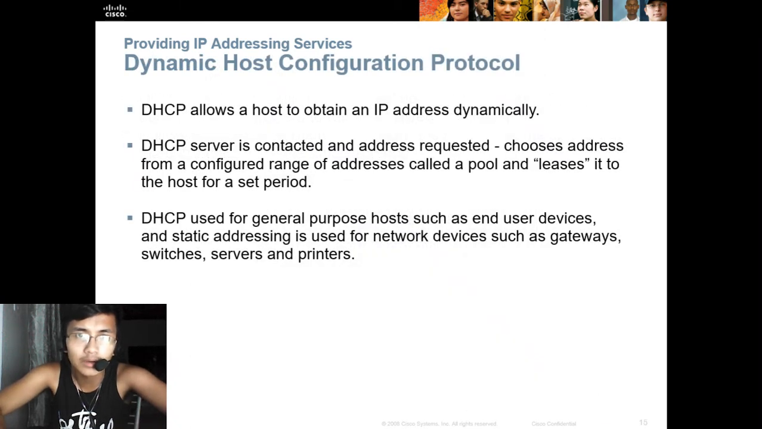So DHCP, or Dynamic Host Configuration Protocol, allows a host to obtain an IP address dynamically. When an address is requested, the DHCP service chooses an address from a configured range of addresses called a pool and leases it to the host for a set period. DHCP is used for general purpose hosts such as end user devices, and static addressing is used for network devices such as gateways, switches, servers, and printers.